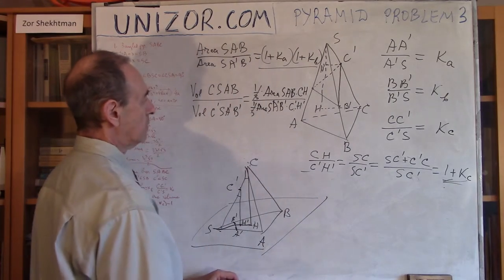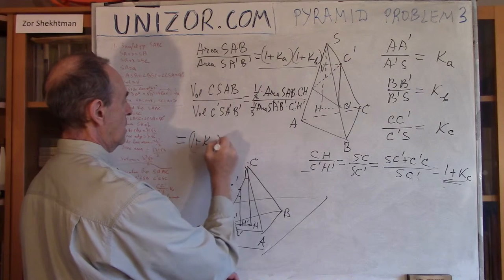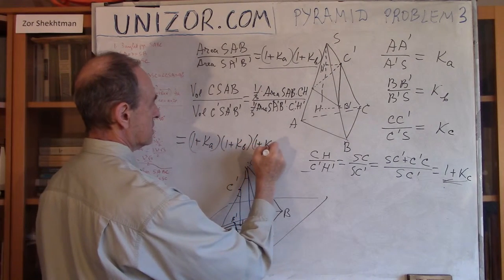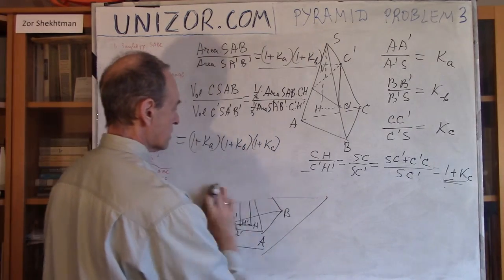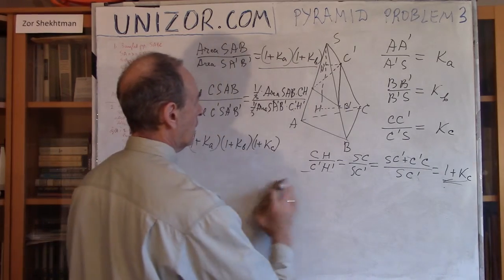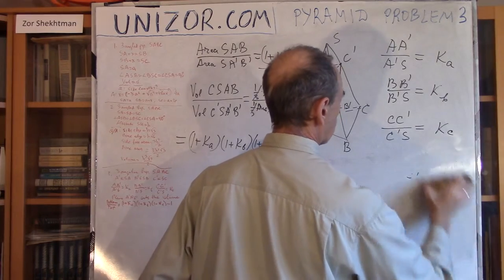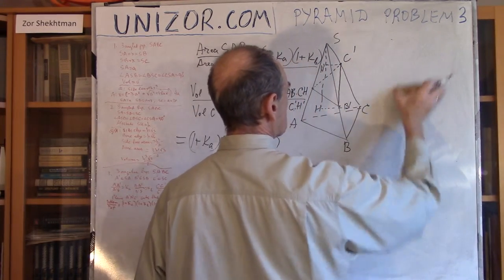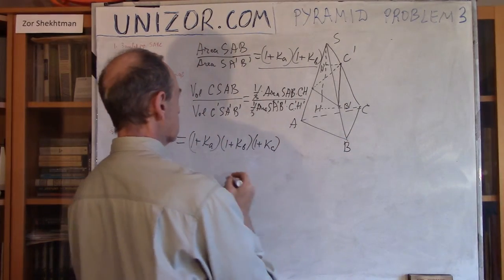So what's the result? The result is 1 plus kA, 1 plus kB, 1 plus kC. Now this is the volume of the entire pyramid as it is related to the volume of the small pyramid. Now what I'm asking is, what's the ratio of the bottom part of it? But let's just think about it.